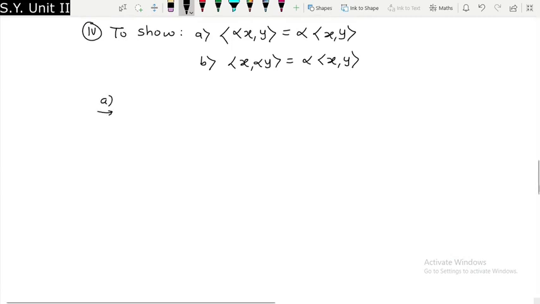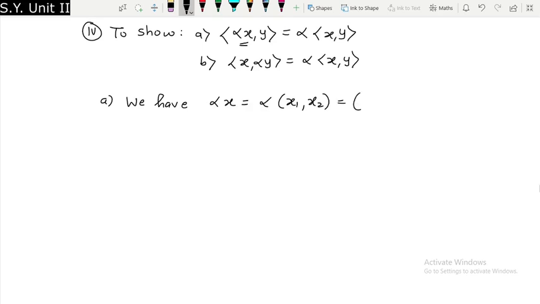Now see, what I need is, here I need the value of alpha x. So I'll say we have alpha x is equal to, we already know the value of x as x1 x2. So if you put the alpha inside, it will be alpha x1 comma alpha x2. So now I will consider LHS. So my LHS over here is inner product of alpha x with y.